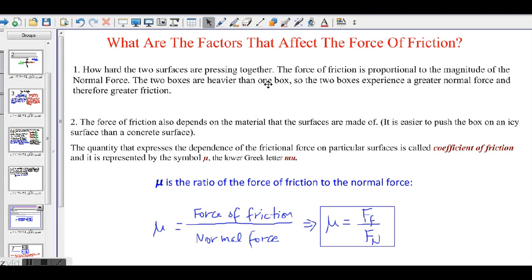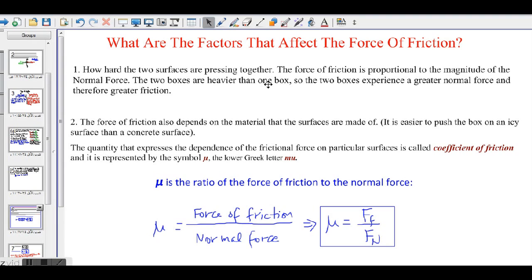Trying to push two boxes is harder than pushing one box, because two boxes experience more normal force than one box. So this is the first factor. First factor is the normal force. The force of friction depends on the normal force. Second, force of friction depends on the material that the surfaces are made of. It is easier to push the box on an icy surface than a concrete surface. Of course, the type of the surface affects friction.